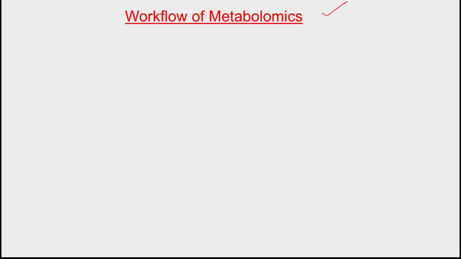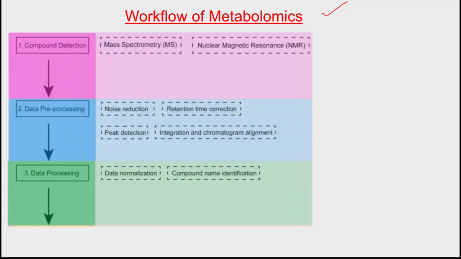First of all, it begins with compound detection, and compound detection can be done through mass spectrometry or through NMR. After we have detected the compounds, we take them for the data pre-processing step. At the data pre-processing step, we run some QC. QC stands for quality control. We go for noise reduction, and we go for retention time correction.